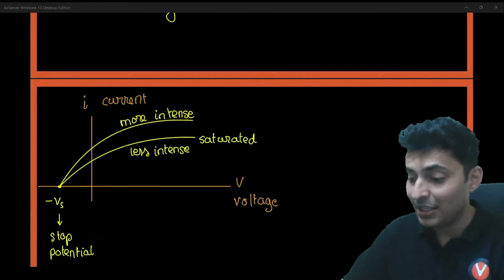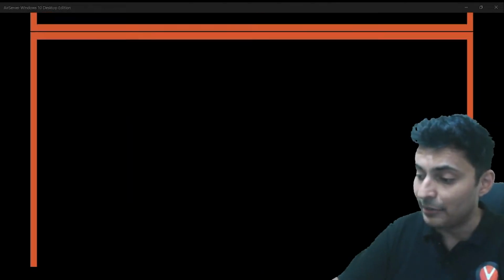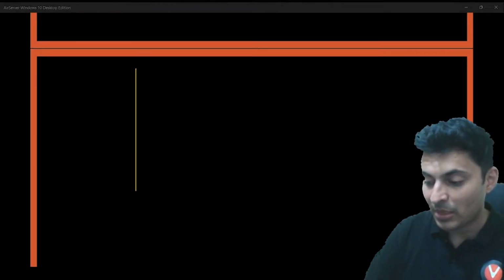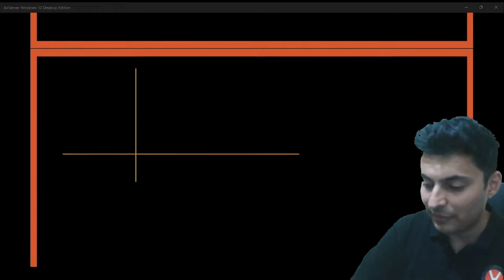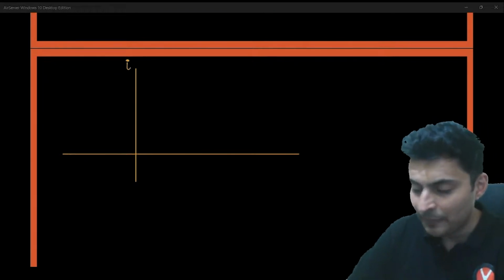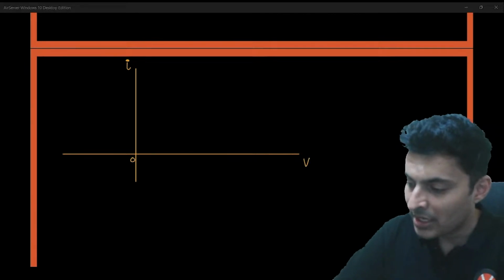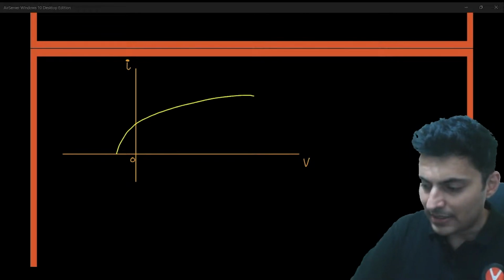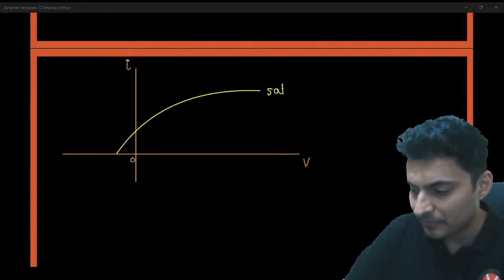Okay. But this graph has also been drawn in NCERT in a slightly different manner, for different frequencies of light, because the stopping potential actually depends on the frequency of the light as well. So this is how it looks. This is the voltage versus current graph. This is O. For the same intensity of light, let's say the light reaches this saturation over here.